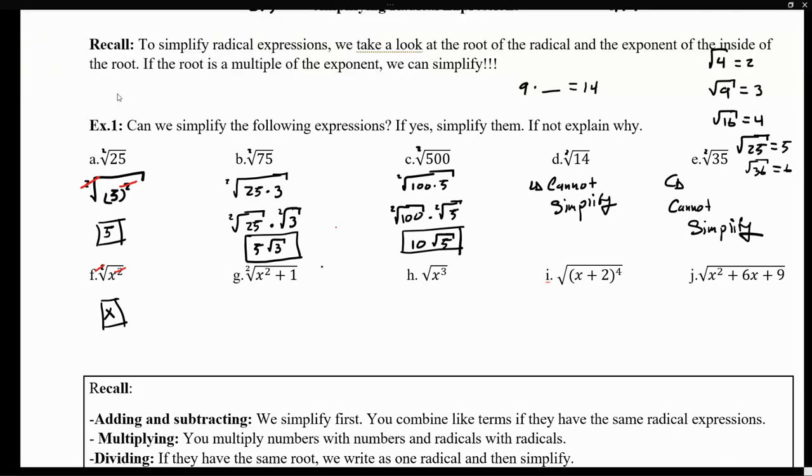So in this case, my whole expression on the inside, if I take a look at the whole expression as itself, that's exponent 1. The exponent is 1, the root is 2, they cannot cancel out. So this is just one of those examples that cannot be simplified.